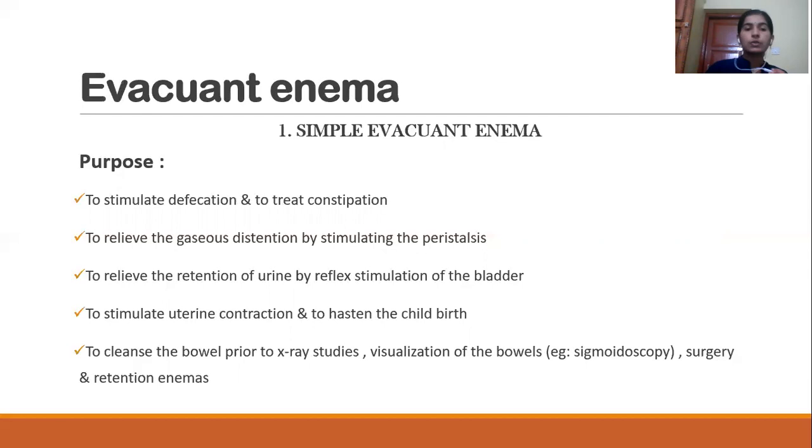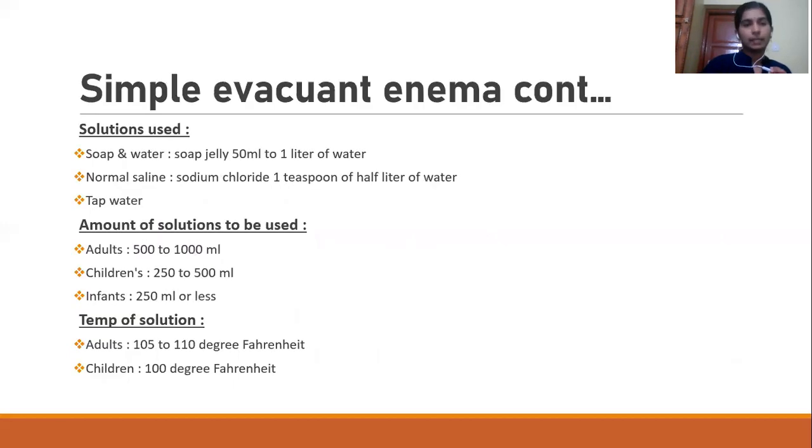So how do we stimulate uterine contraction? By relieving the bowel content out. And to cleanse the bowel prior to X-ray studies, visualization of the bowel like sigmoidoscopy, surgery, and retention enemas. These are the major purposes of simple evacuant enema. It is very common.